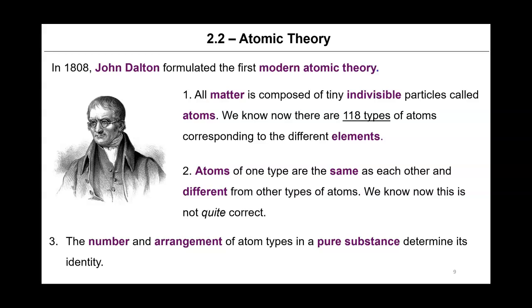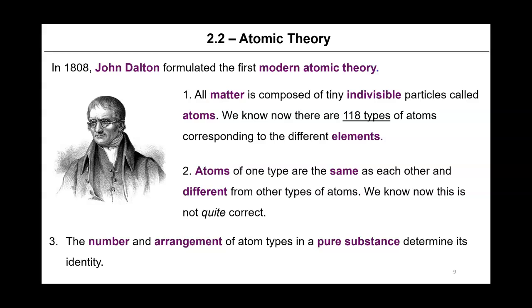The second point that Dalton made was that atoms of one type are the same as each other, but they are different from other types of atoms. What he's really saying is every oxygen atom in the universe is identical to every other oxygen atom in the universe, but different from every carbon atom in the universe. What we now know is that this idea is not quite correct, and when we talk about isotopes in the next section, we'll be able to update this idea.